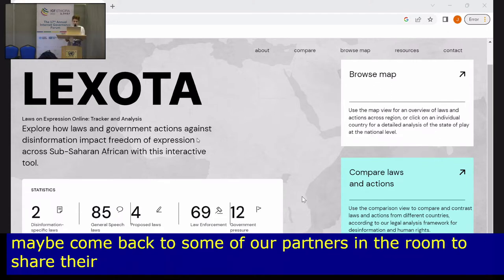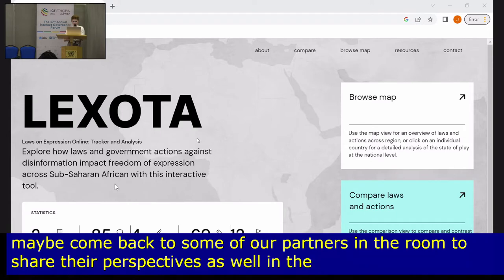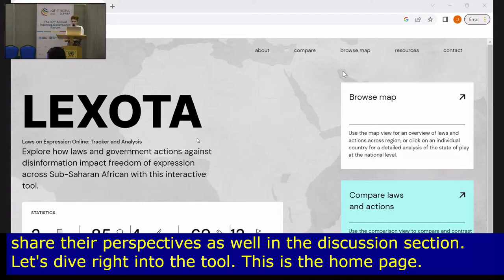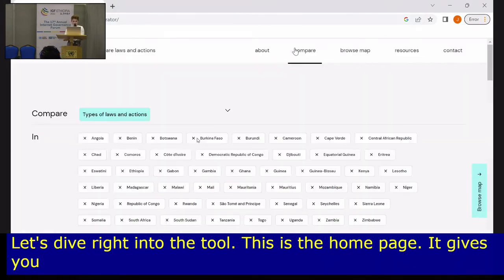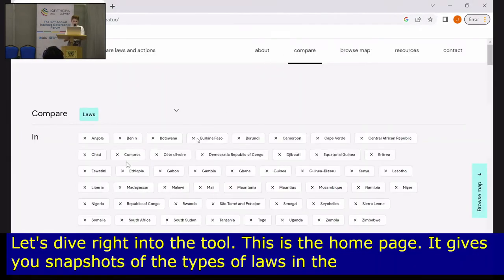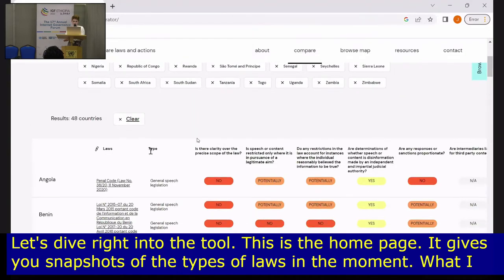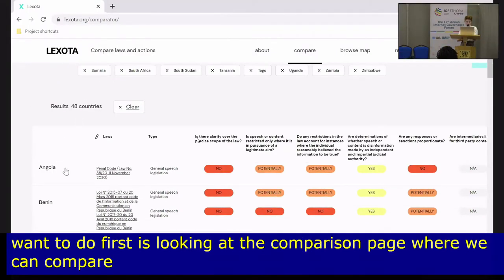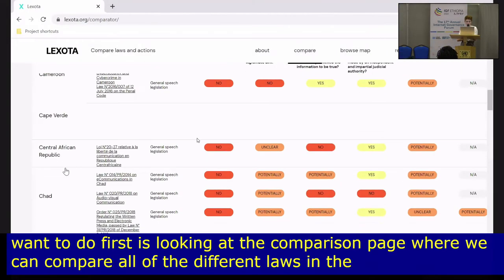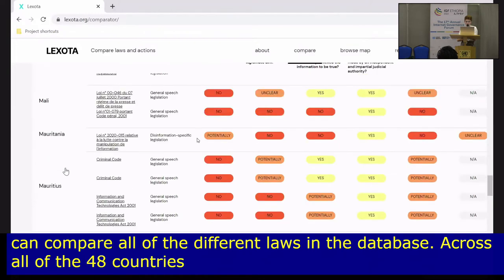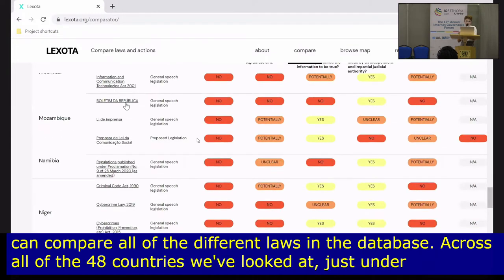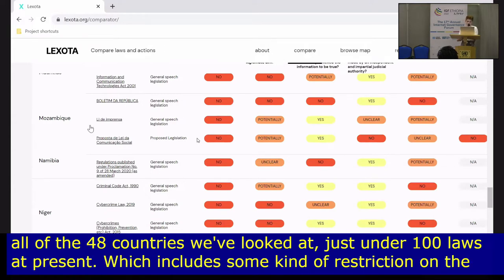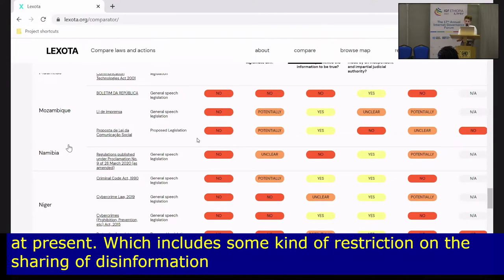But let's dive right into the tool. You can see this is the homepage. It gives you some snapshots of the types of laws that are in the database at the moment. But what I want to do first is look at the comparison page where we can compare all of these different laws that are in the database. So across all of the 48 countries that we've looked at, we've collected just under 100 laws, I think, at present, which include some kind of restriction on the sharing of disinformation, either offline or online, but that could be applied to an online context.